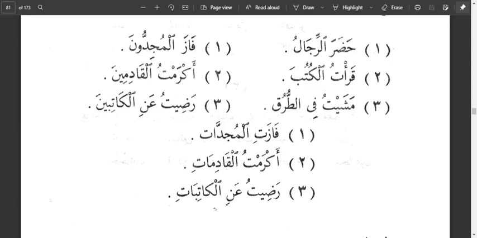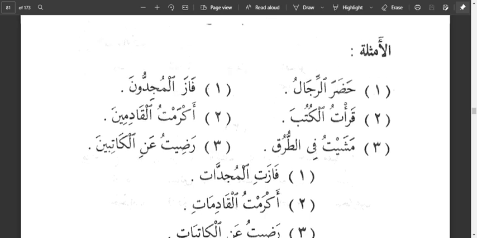Then the last part, we have jamul muannasi as-salim, the sound female plural that we form by adding alif and ta to the end of the singular word. So from katibun to katibat, from qadimun to qadimat, from mujiddun to mujiddat. So we get it by what? Adding alif and ta to the end of a singular word.